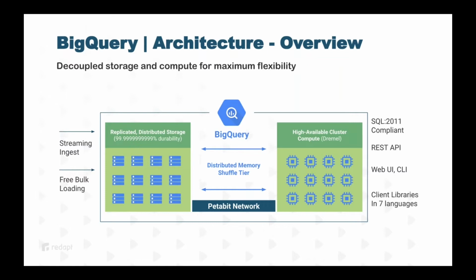They're completely decoupled, they scale independently, and they scale on demand. This particular architecture is exactly what makes BigQuery Omni possible. So I want you to keep in mind this architecture so that when I refer back to it later on in my presentation, you'll have a better context of how BigQuery Omni is related to this.